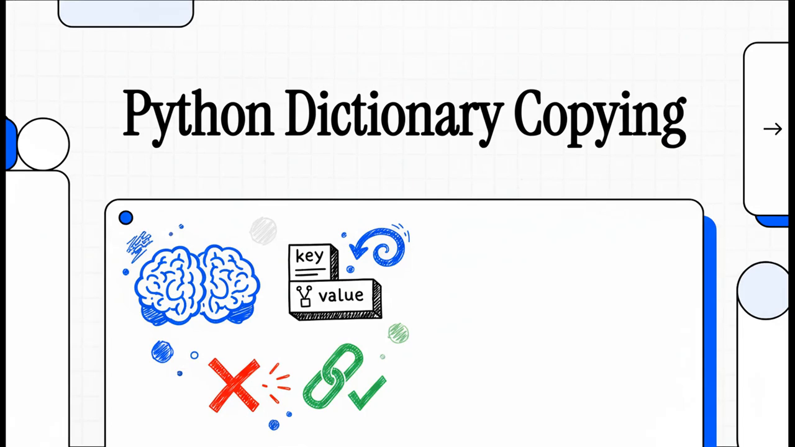Hey everyone, and welcome. Today we're going to tackle something super important for any Python programmer: the right way to copy dictionaries. If you get this wrong, it can lead to some really confusing bugs down the line. But don't worry, getting it right is actually super easy once you know the secret. So let's just dive right in.